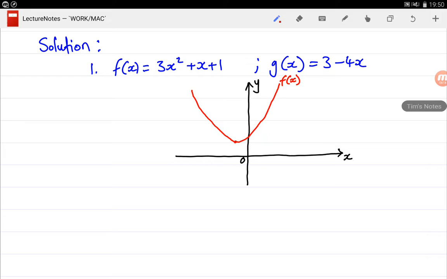And then our g of x is a straight line. Because the coefficient of x here is negative, it's going to be slanting to the left. It's basically a straight line with a negative gradient, and it passes the y-axis at 3. So we're just going to have 3 somewhere here, and it goes down like that. So that's not really to scale. Let me change that.